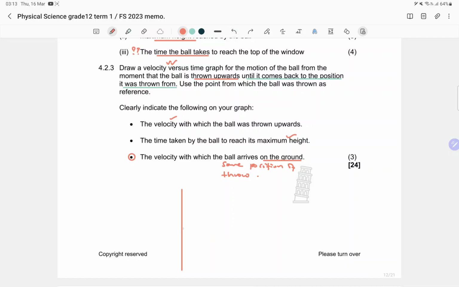That doesn't look right. Okay, looks a bit better. So we know that we're going to have 12, and of course at the bottom, when it reaches the same height, it's going to be 12, but on the negative. This is going to be 0, and then this is going to be time in seconds. This is going to be velocity in meters per second.